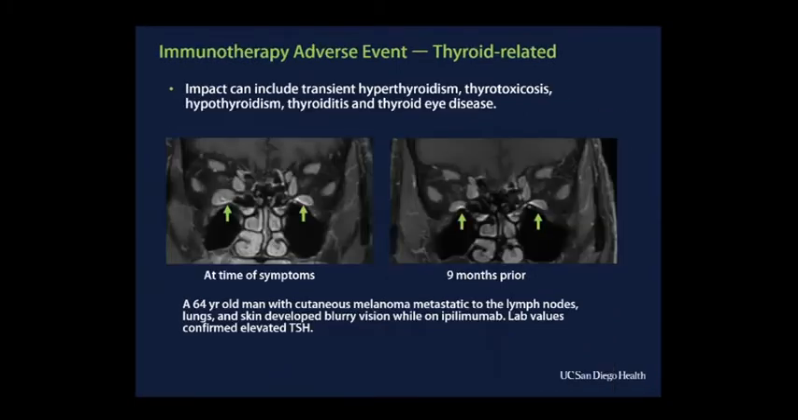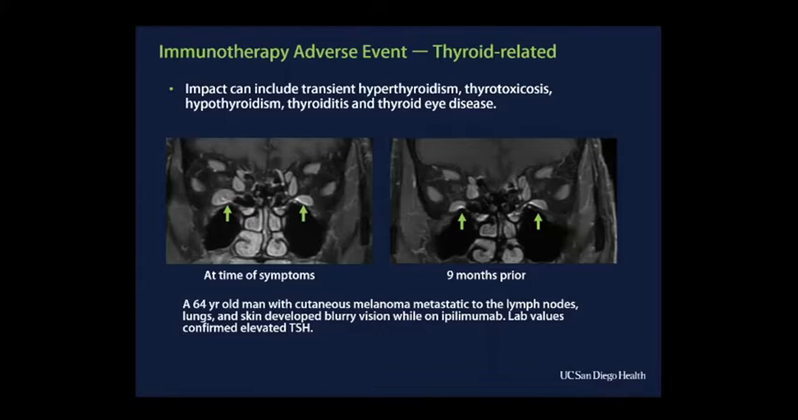And then following from thyroiditis, the impact can also be thyroid toxicosis, hypothyroidism, hyperthyroidism, and then thyroid eye disease. So this was an interesting patient. The coronal MRI shows enlargement of the inferior rectus muscle, right more than left, in this 60-year-old. He came in with new blurry vision, and he was being treated on Ipi for metastatic melanoma.